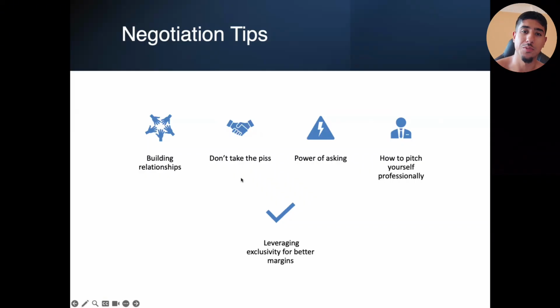Again, don't take the mick as well. Don't start asking wholesalers, you're just going to place one order and you want best prices and you haven't even worked with them yet. Build up with them over time. The first few orders may be a little bit lower profit, but over time you can actually get better profit. And then leveraging exclusivity for better margins. That's something I'll touch upon in another video, which is about having brand contracts essentially.